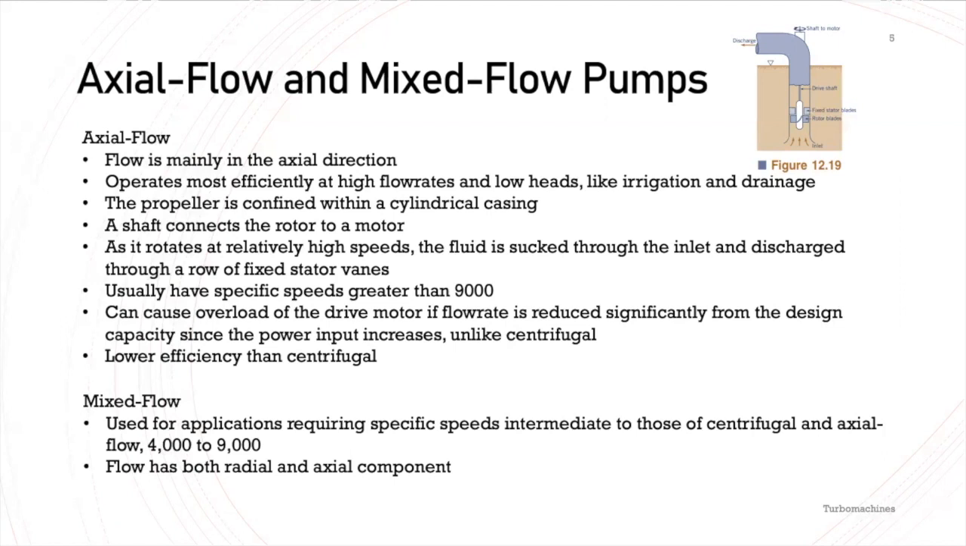Unlike centrifugal pumps where the power input decreases if the flow rate is reduced significantly. For this and many other reasons, the axial flow pumps have lower efficiency than the centrifugal pumps. In mixed flow pumps, as you can assume, it has both radial and axial components, and it is used for applications that require specific speeds intermediate to those of centrifugal and axial flows, which is about 4,000 to 9,000.